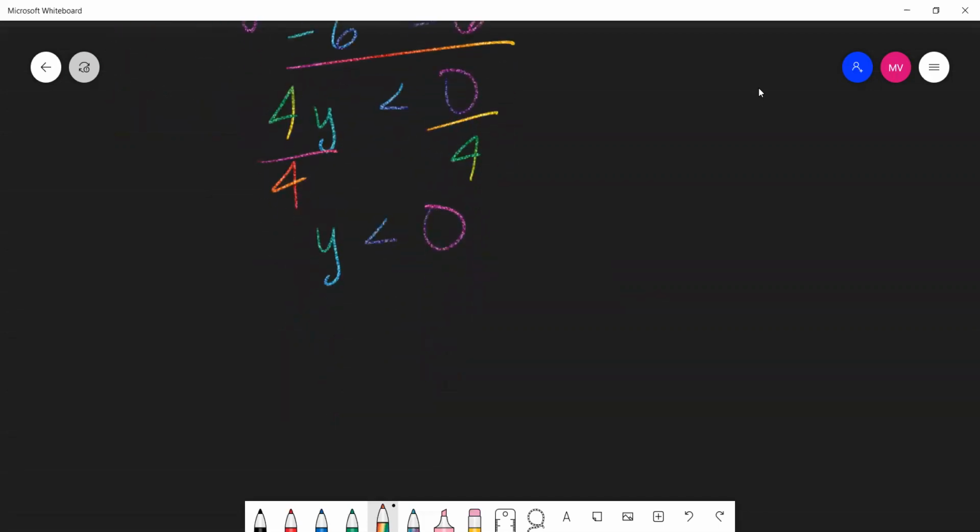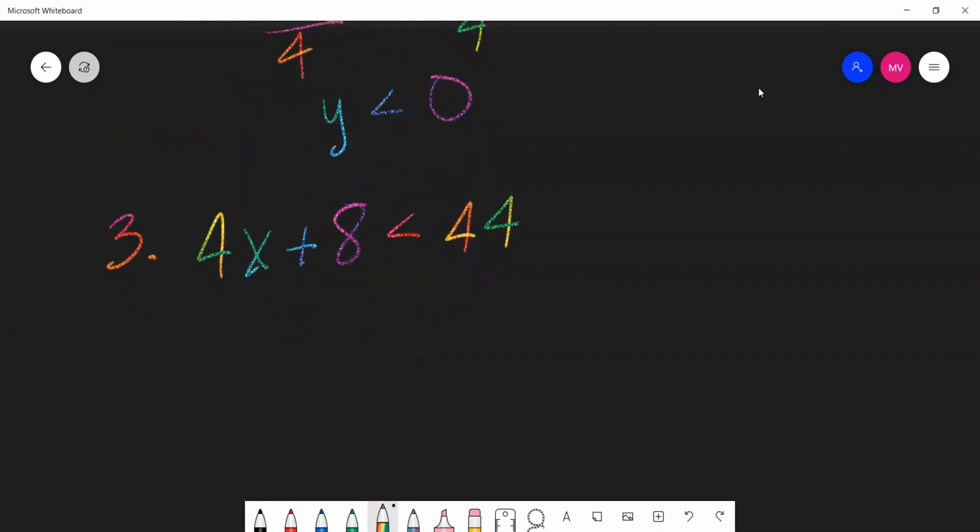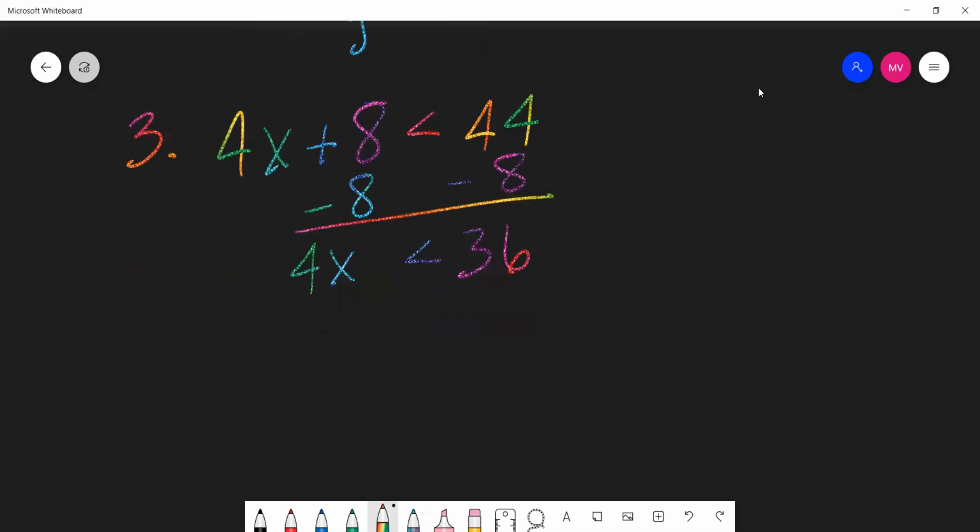All right. Even number 3. 3 says 4x plus 8 is less than 44. Okay, what do we do first? Yes, we subtract 8 from both sides. We're left with 4x is less than, well, 44 minus 8. We know minus 4 is 40. So 40 minus another 4 is 36. Yeah. So, which is nice because 4 divides evenly into that, right?